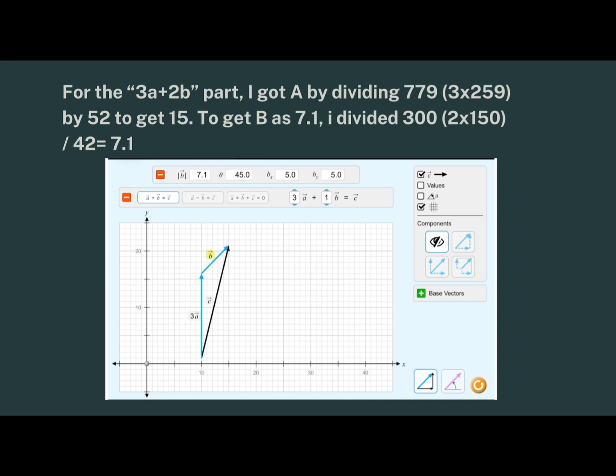Now for the second part, which is 3a plus 2b, I got A by dividing 779, which is 3 times 259, by 52 to get 15. And I got B as 7.1 because I divided 300, which is 2 times 150, over 42, and the answer is 7.1.